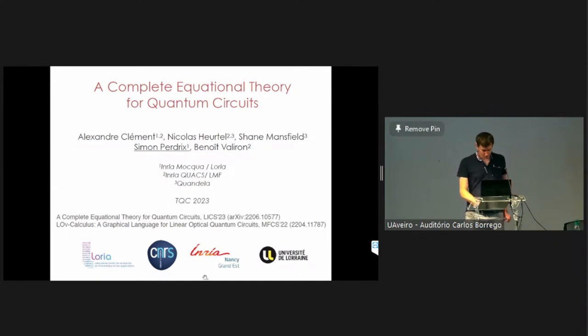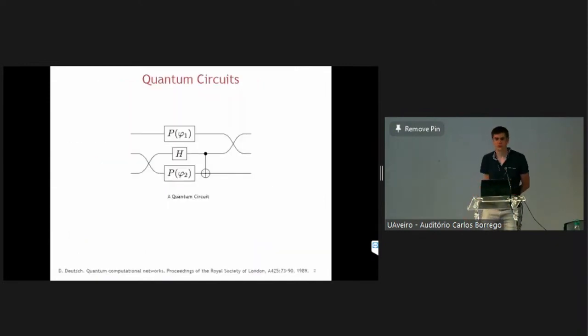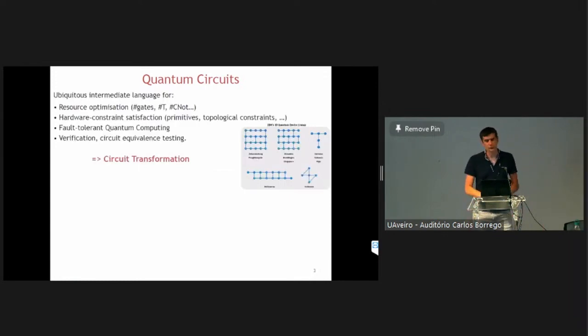So we are going to talk about quantum circuits. I think I don't really need to introduce quantum circuits. We are all using quantum circuits. This model was introduced in the 80s by David Deutsch. Here we have an example of such a quantum circuit with a control knot, Hadamard, phase gates, which are actually Z rotations, and a swap. We are all using quantum circuits. This model is really ubiquitous in quantum computing.